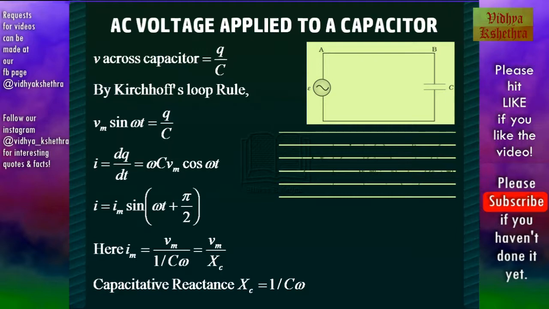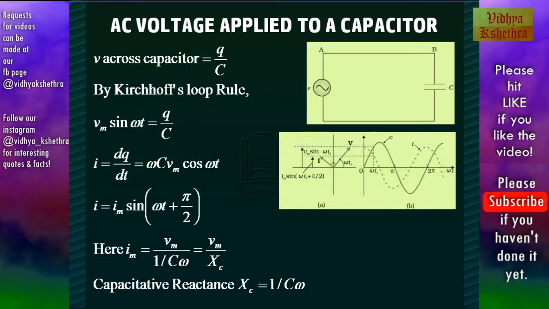Now we can see the phasor representation. The phasor representation shows that the current leads the voltage by 90 degree. Now in B, we can see the two waveforms, one for the alternating voltage and the other for the alternating current. And these waves have a phase difference of pi by 2.